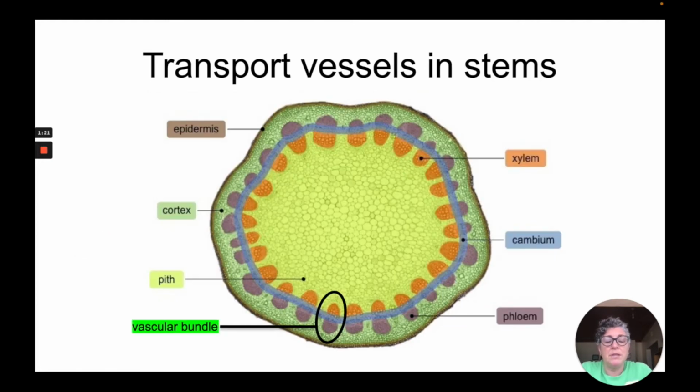Then we have the stem. In the stem, there's one vascular bundle circled here so you can see it. The vascular bundles, which contain both xylem and phloem, are arranged in a circular pattern towards the edge of the stem, towards the epidermal layer, with the phloem towards the outer edge and the xylem towards the center of the stem.